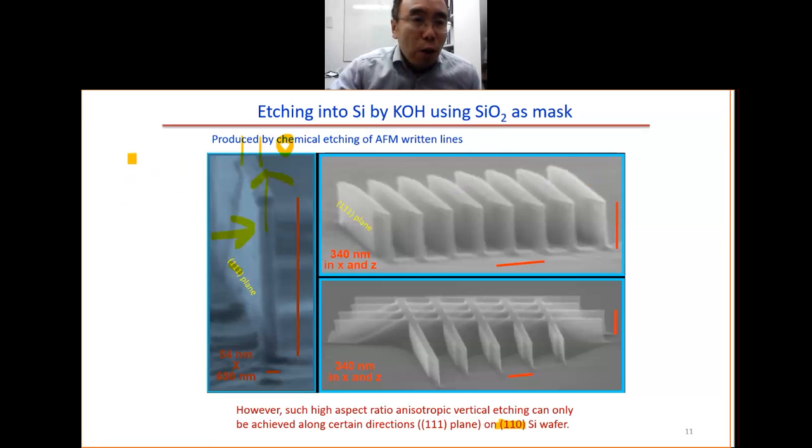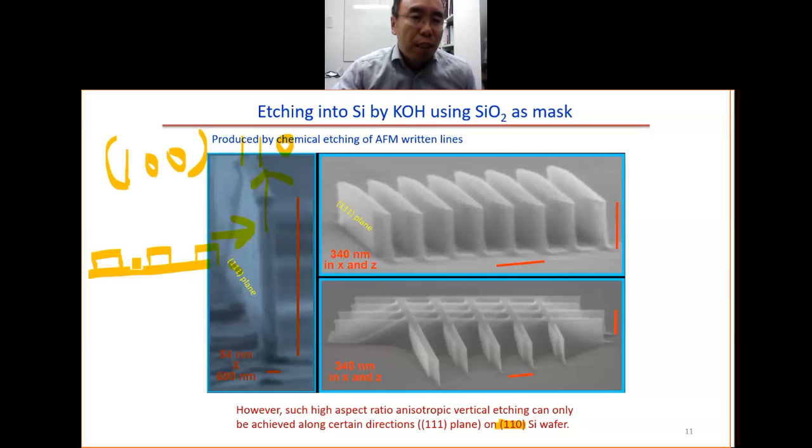We have this 100 wafer. If we start with the 100 wafer, what will happen? You have the mask, and you oxidize the mask here. What will happen if we start with the 100 wafer? Then the pattern will be something like this. It will be V-shaped, because this is the 111 plane. The 111 plane is not perpendicular to the 100 wafer.